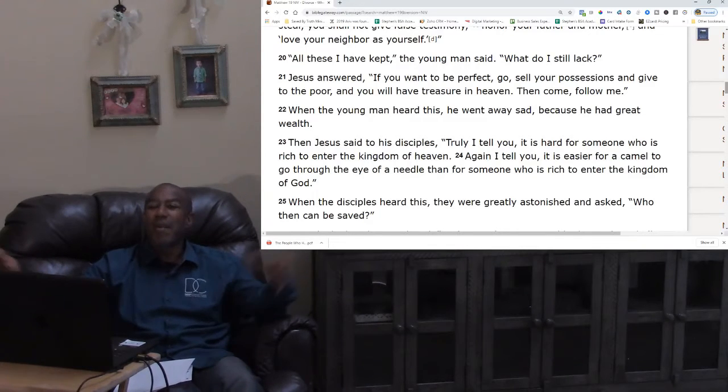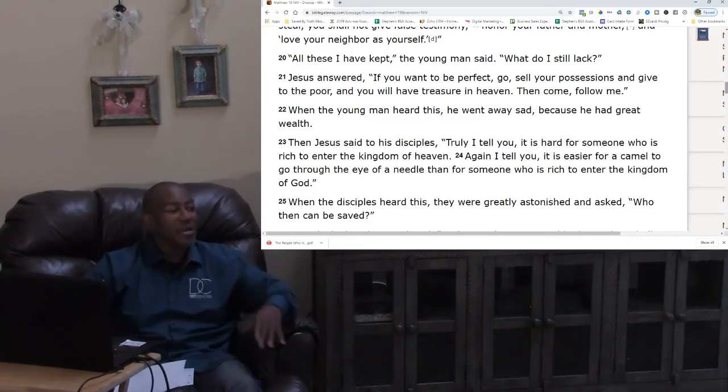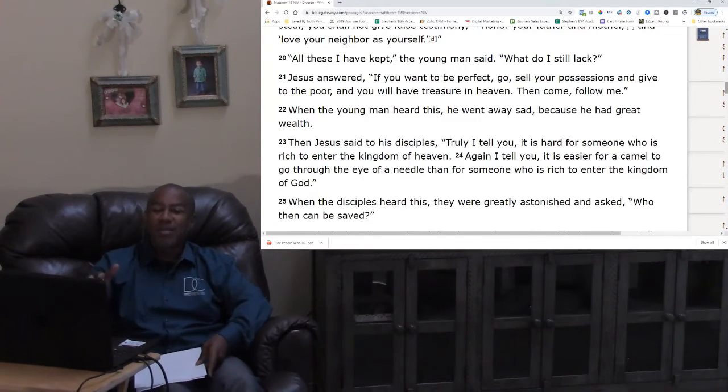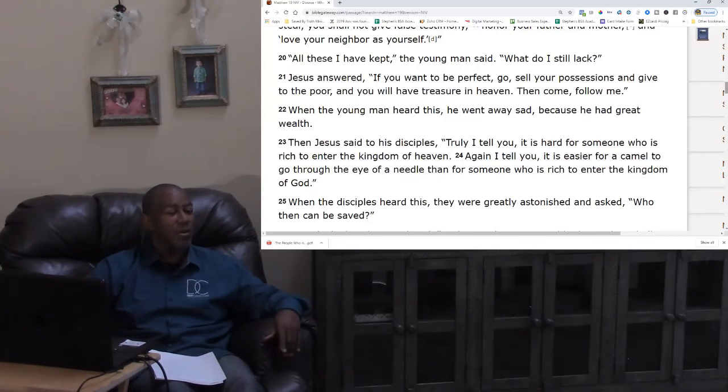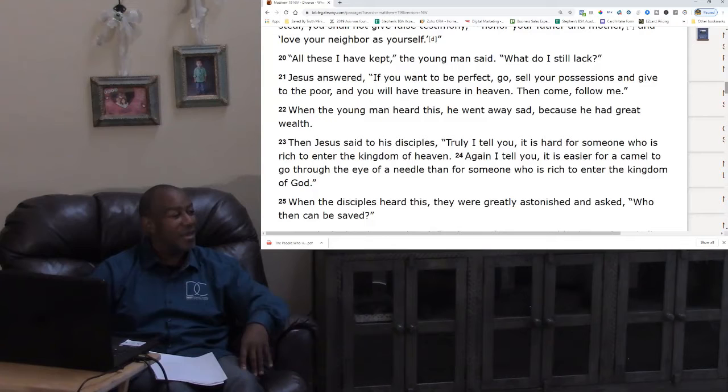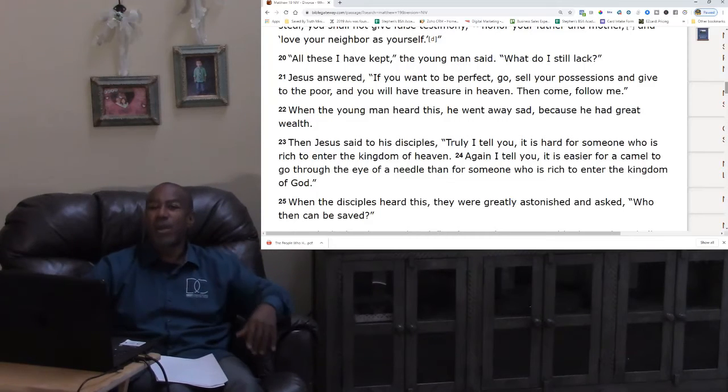If he was keeping the commandments, he was an Israelite. That means baptized disciples today would be in the same boat. See, these baptized disciples that see these scriptures right now will go away sad because they have great wealth. In other words, they've got a 9-to-5 job that they can't take off on a Monday to go on a Sabbath. You see, they'll go away sad because they have great wealth too.